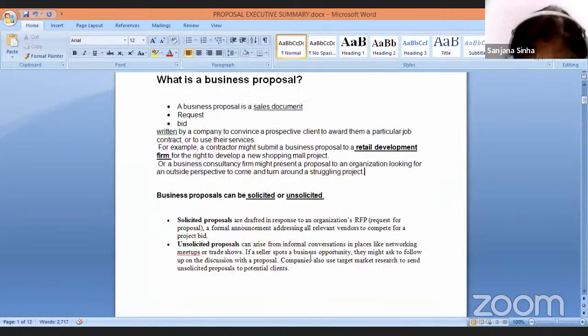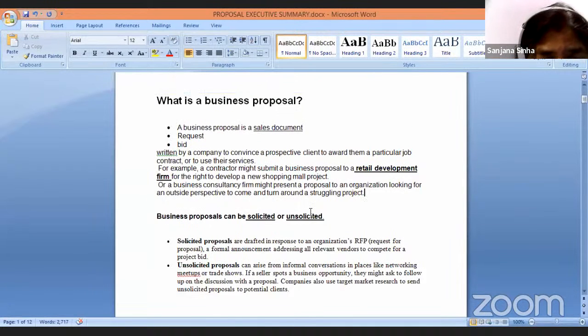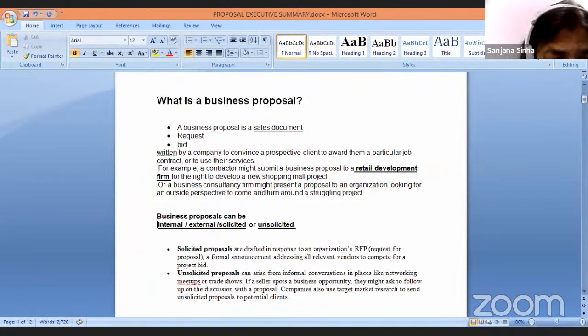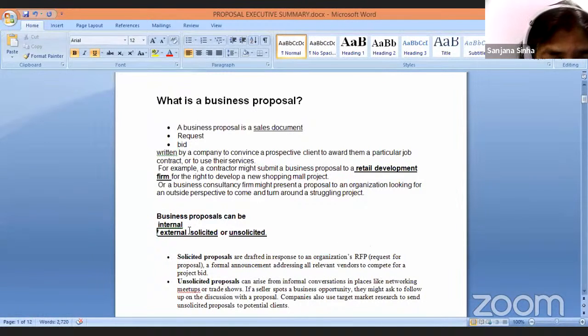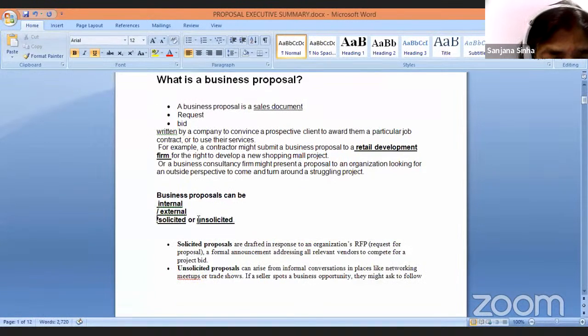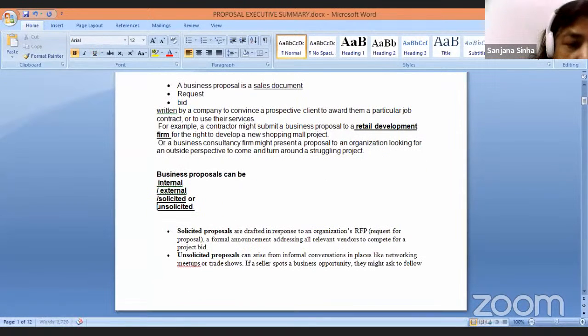So business proposals can be solicited, can be internal, can be external. Internal, external, solicited or unsolicited. तो कितने टाइप्स के हो गए? Can be internal, external, solicited or unsolicited.